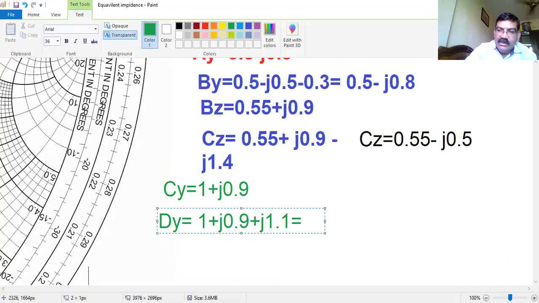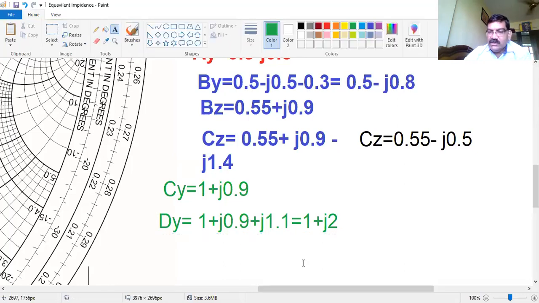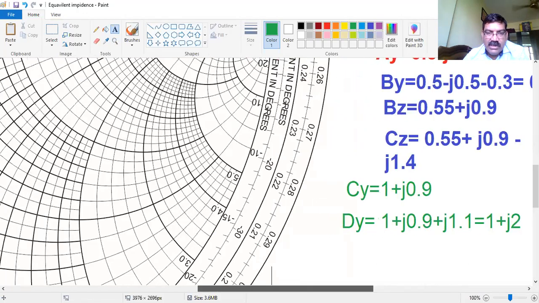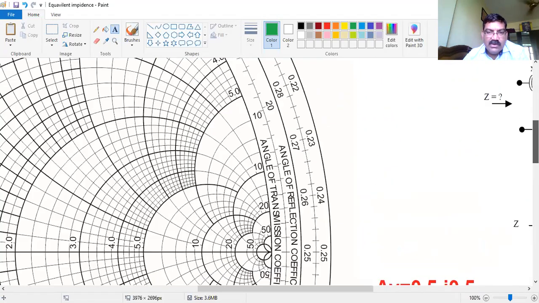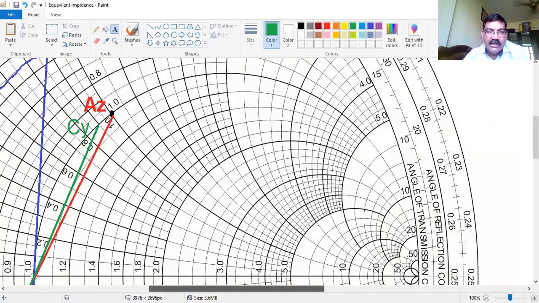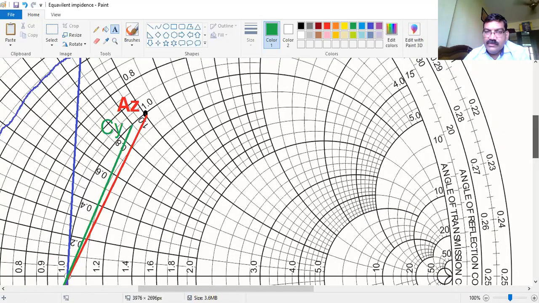So what will be my DY? It will be simply 1 plus 0.9 plus 1.1, so it is 2, j2. So I got 1 plus j2. This 1 plus j2 is nothing but my DY. So you just see here and put it on the Smith chart. We'll go back here, 1 plus j2.